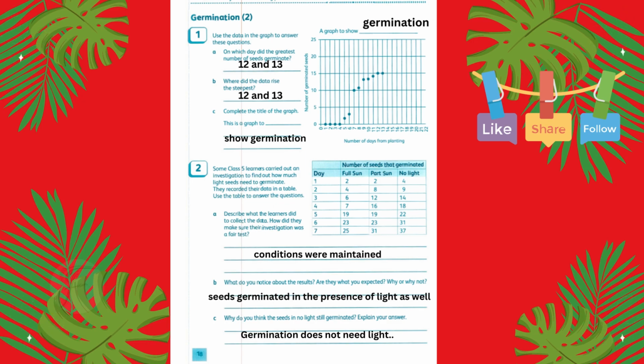light seeds need to germinate. They recorded their data in a table. Use the table to answer the question. You can see there's data, number of seeds that germinate, day 1, 2, 3, 4, 5, 6, 7. Full sun: 2, 4, 6, 7, 19, 23, 25. Part sun: 2, 8, 12, 16, 19, 23, 31. And no light: 4, 9, 14, 18, 22, 31, 37. This is the results.